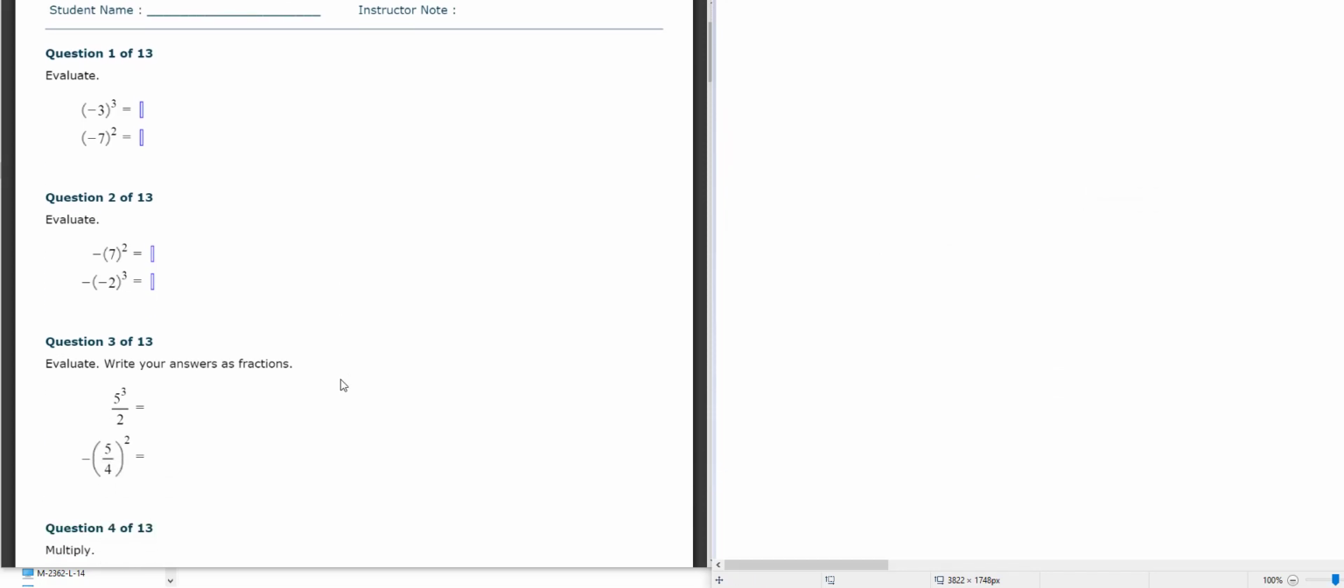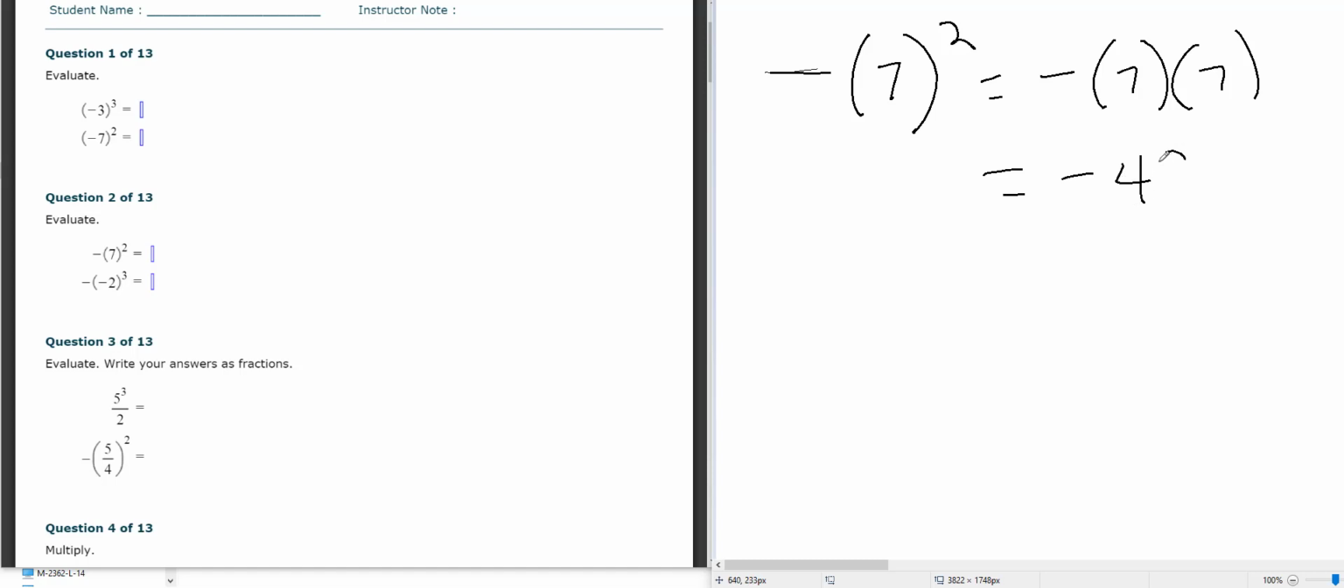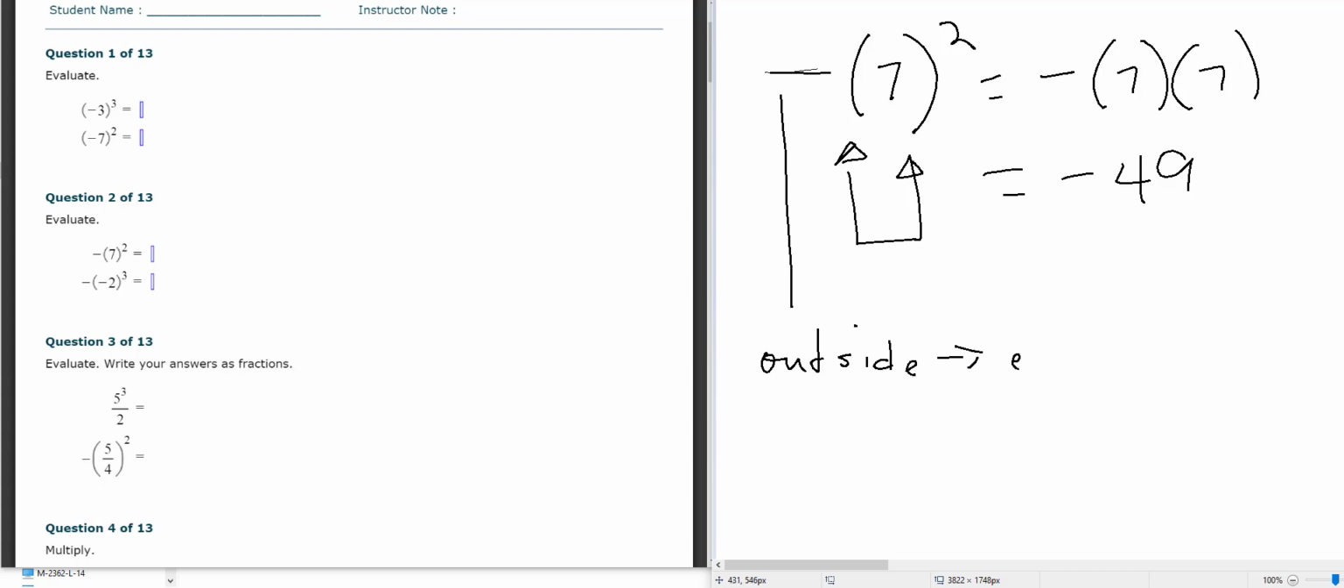Question number 2. It also says to evaluate the opposite of 7 squared. That means a negative and a 7 times 7, which is also negative 49. Now, if you over apply that exponent, you will miss this one. Look at the location of the parentheses. The sign is on the outside. If the sign is on the outside, the exponent doesn't apply.